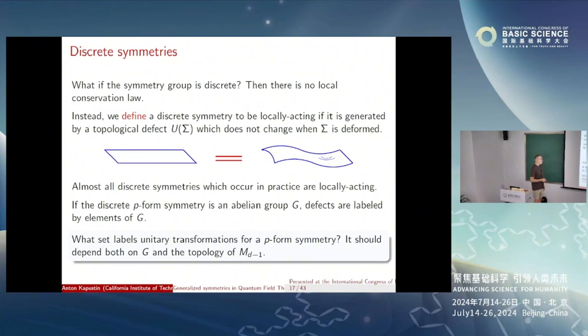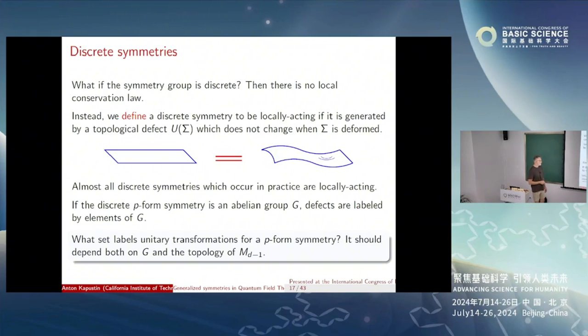Actually, almost all discrete symmetries which occur in practice are locally acting. So, for example, in the lattice formulation of symmetries, it's very clear. So if a discrete form symmetry is an abelian group G, then its defects simply have a label which carries this element of G.